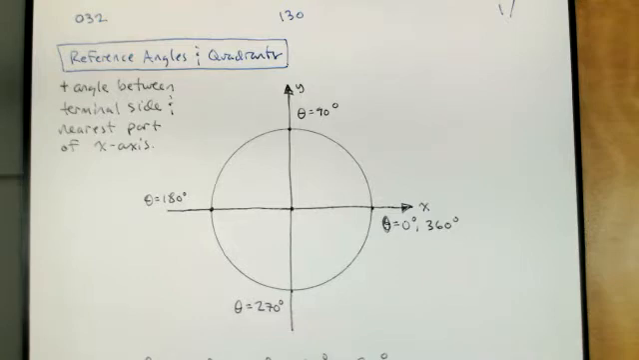Today we want to talk about reference angles and quadrants and what we can do with them. Recall that a reference angle is a positive angle going from the terminal side of an angle to the nearest part of the x-axis. That means a reference angle will always be strictly between 0 and 90 degrees. If the angle is 90 degrees, then we're not going to talk about reference angles. So reference angles will always be positive acute angles.